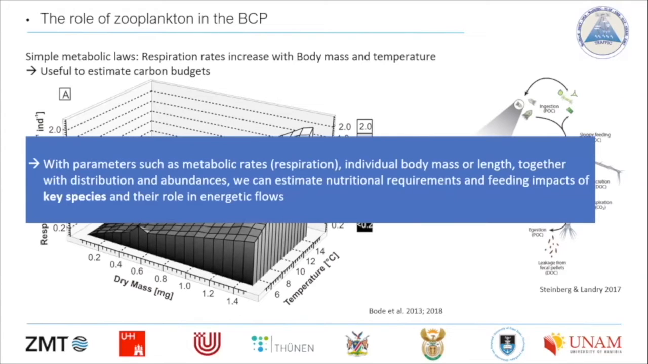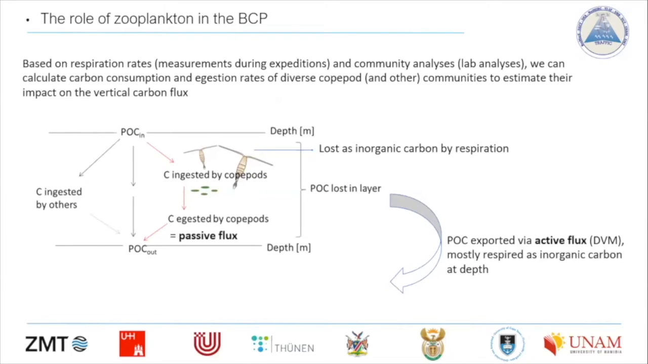So with parameters such as the metabolic rates, individual body mass or length, together with distribution abundances, we can estimate nutritional requirements and feeding impacts of key species and their role in the energy flows. So based on the respiration rates and the community analysis, we can calculate carbon budgets and egestion rates of diverse copepods, and what I'm currently working on, also other communities, to estimate their impact on the vertical carbon flux.